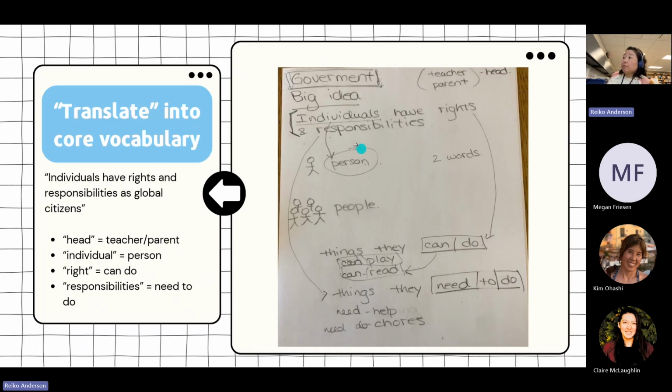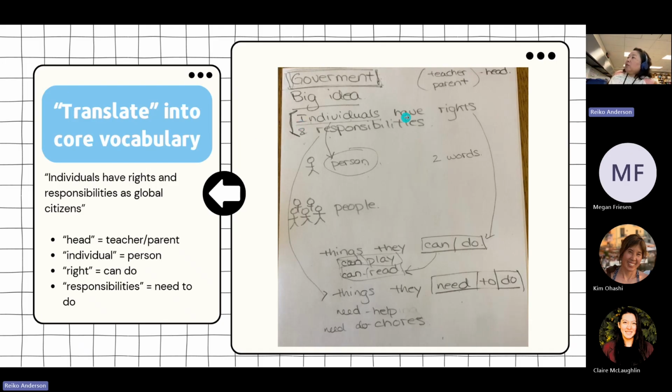So if there's one person versus lots of people, this student was not producing plurals in their language. So we were not sure if they knew the difference between one and many. So that's like a numeracy concept, right? But it's kind of like part of this overall goal.